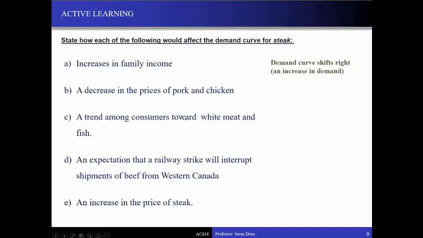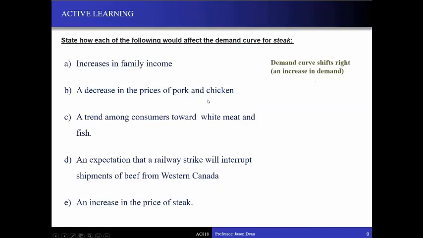What about a decrease in the prices of pork and chicken? We're talking about steak. Are pork and chicken related to steak? Are they complement goods or substitute goods? They're substitutes, because you don't buy them together, right? Complement goods would be like a baseball glove and a baseball, or a hot dog and a hot dog bun.